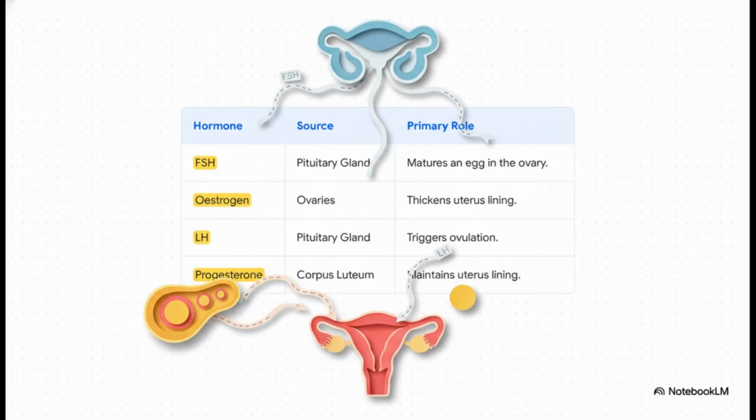This table really simplifies things. Think of it like a hormonal relay race. First, the pituitary gland in the brain releases FSH, which tells an egg to start maturing in the ovary. As that egg follicle matures, it releases estrogen, which tells the uterus lining to get thick and ready. Then, that high level of estrogen triggers a big surge of LH from the pituitary, and that's the signal for ovulation. The egg is released. Finally, what's left behind in the ovary produces progesterone, which keeps that uterine lining thick and stable, just in case a fertilized egg arrives. It's all about this precise sequence of cause and effect.